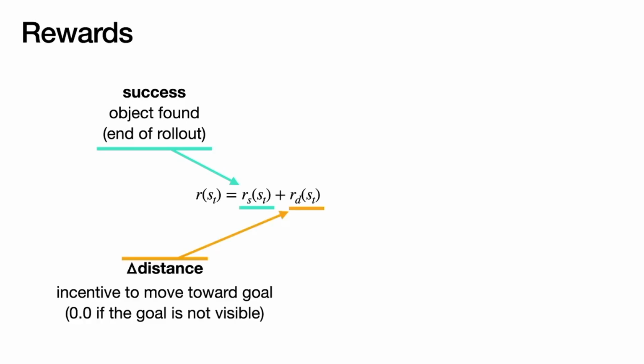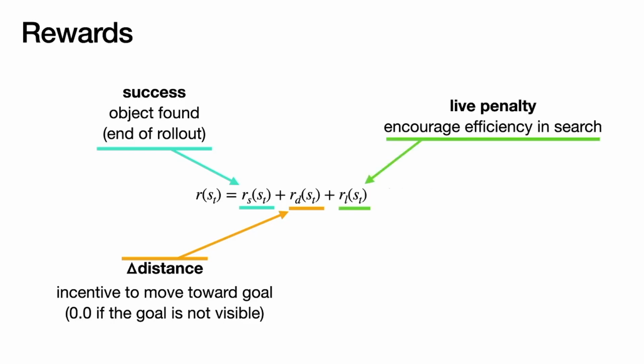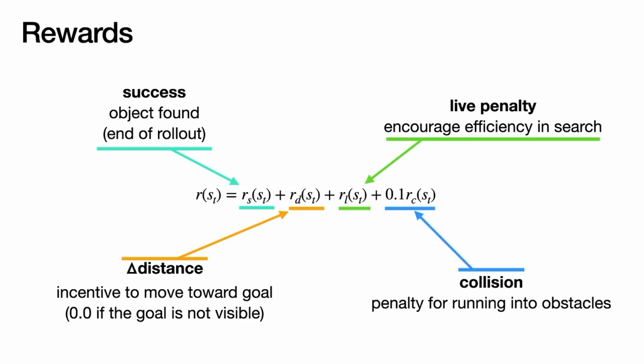Next term is delta distance, which is positive when the agent takes steps towards the object, and negative when the agent takes steps away. Third term, called life penalty, encourages the agent to complete the tasks more efficiently. And lastly, we want to avoid any collisions while we are performing the tasks. Hence, we add a term for penalizing any contacts between the agent and the environment.